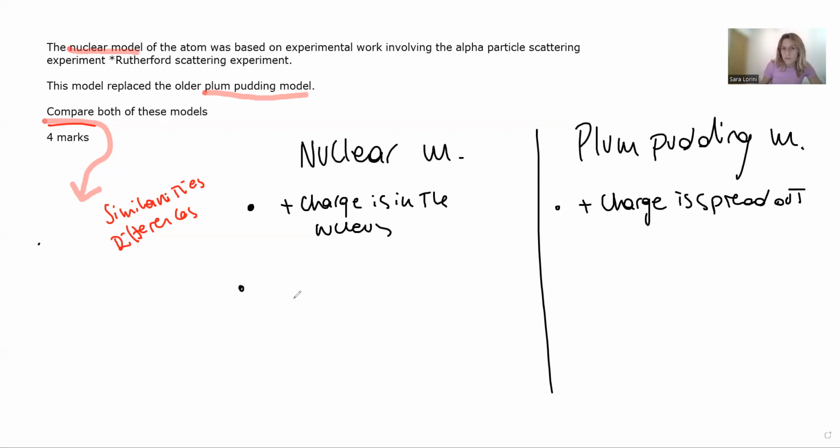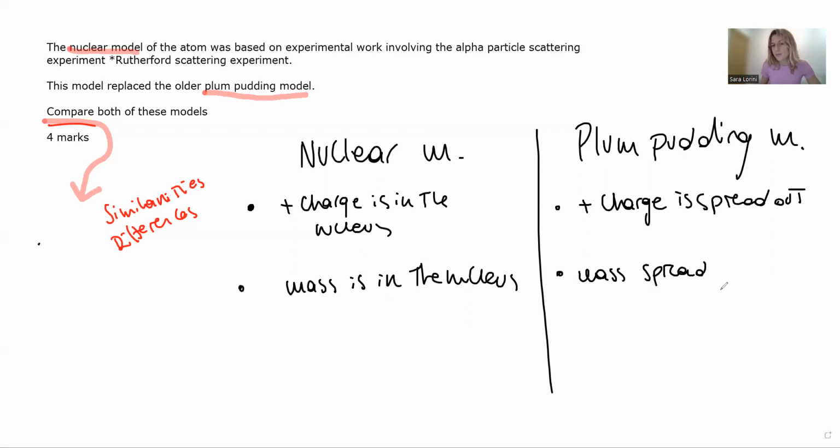What else do we know? You could even simply say that the nuclear model has a nucleus while the plum pudding doesn't. That's a valid mark relative again to the nucleus. We could say the mass is in the nucleus. What would be the comparative point? The mass spread over the whole atom.